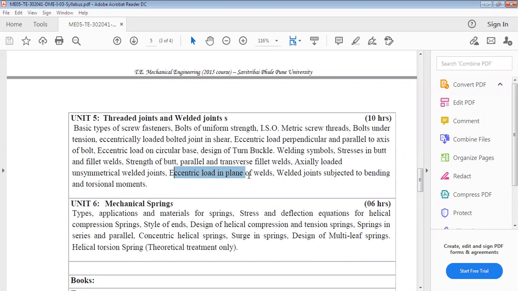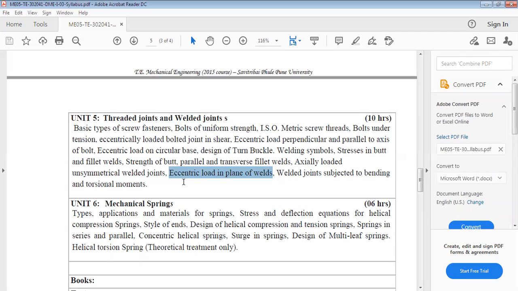Then eccentric load in the plane of the weld. The load will be in the same plane as the plate you are welding, but it is not at the center, it is eccentric, like we have seen in the threaded joint. And then the last 2 topics are bending and torsional moment, where the welded joint is subjected to those. So there are 4 topics, and today we are covering asymmetrical welded joints. We are trying to cover each and every topic.